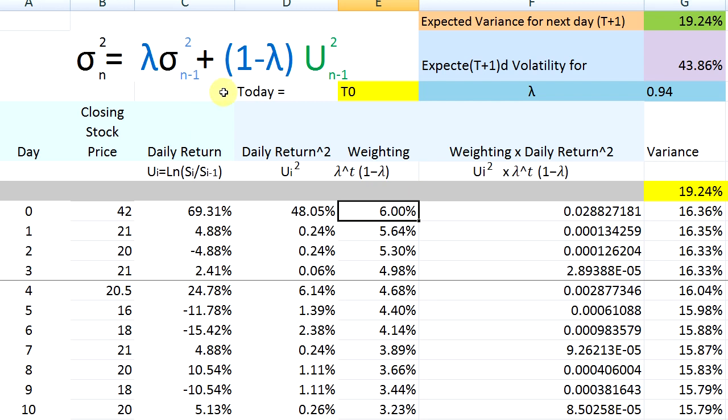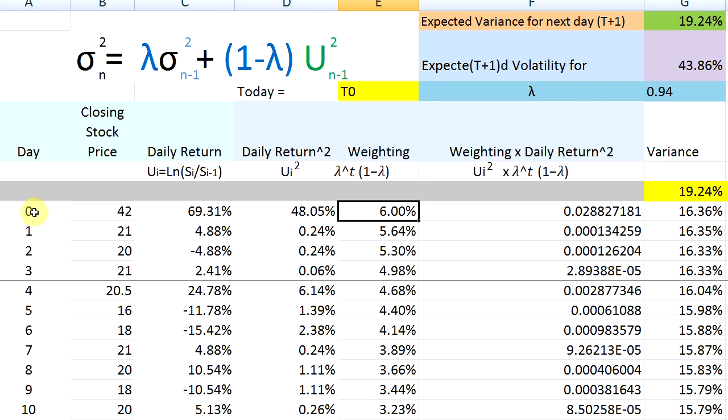So here we are on T0, today is T0, and we are trying to estimate the volatility for T plus 1. We are going to use the exponentially weighted moving average model to do that. We need two inputs. The first input is the estimated volatility for T0. Remember, n is T plus 1, so we are trying to estimate the volatility for tomorrow, so we need today's estimated volatility. In other words, the estimated volatility number we used for T0, plus the percentage change for T0.